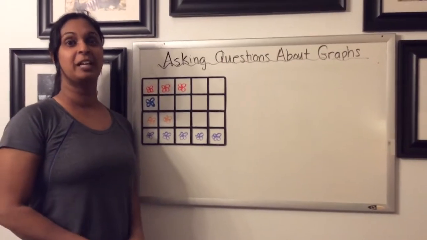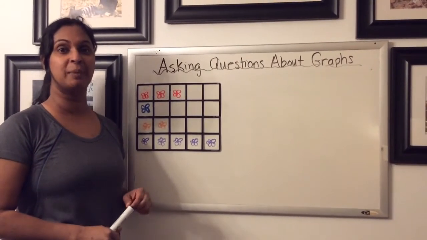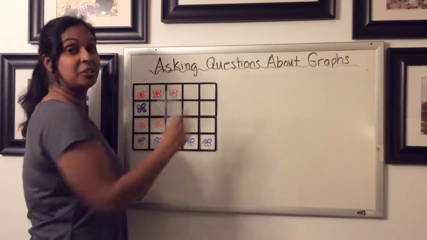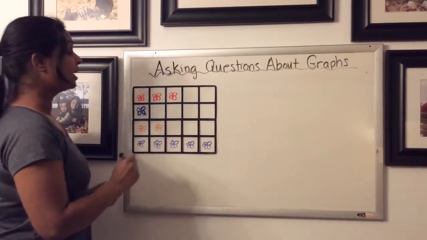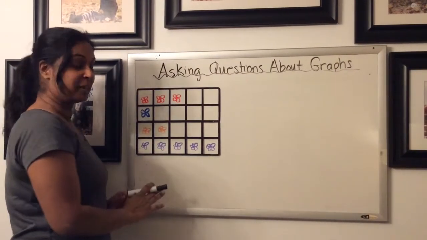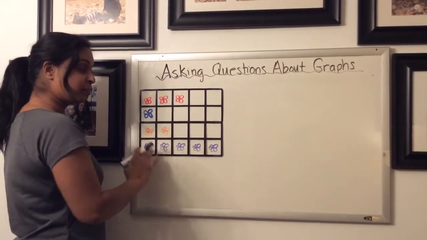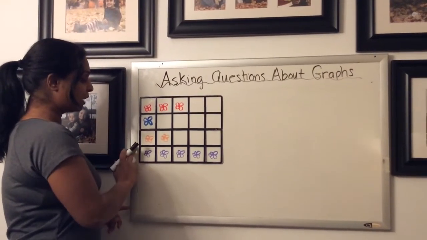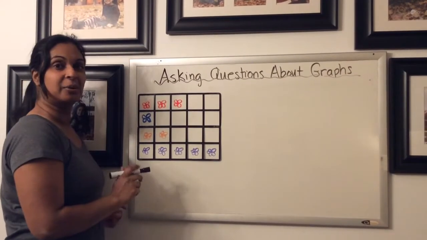Hi everyone, you've been learning about pictographs and how to read pictographs. Today you're going to be learning how to ask questions about your pictograph. So here I've got for you an example of a pictograph. Again, I'm using flowers in my garden. And so I've got red flowers, blue flowers, orange flowers, and purple flowers.